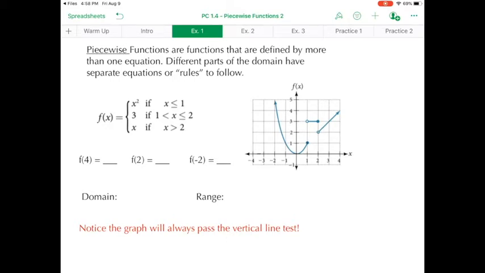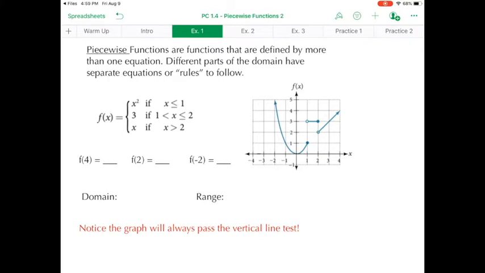The top rule is f of x equals x squared, but you only would use that rule for domain values that are less than or equal to 1. So f of x equals x squared if x is less than or equal to 1. F of x would equal 3 only when x is between 1 and 2. Notice 1 is not included there because we already included it in the interval above. And then the last rule, f of x equals x, will only be used when x is greater than 2. Notice how the rules correspond to the graph over on the right-hand side.